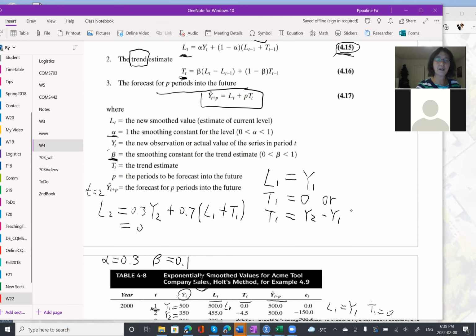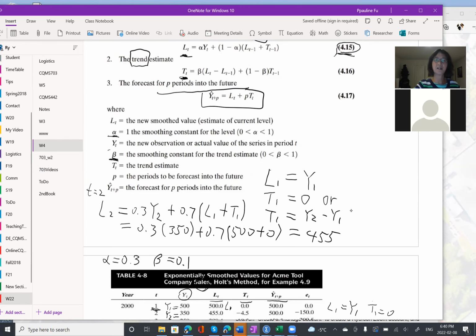And then you plug in the number 0.3 times Y2. See, Y2 is 350. 350 plus 0.7, L1 is 500, T1 is 0. So you do a little bit of calculation and you get 455. That is how you calculate L2.